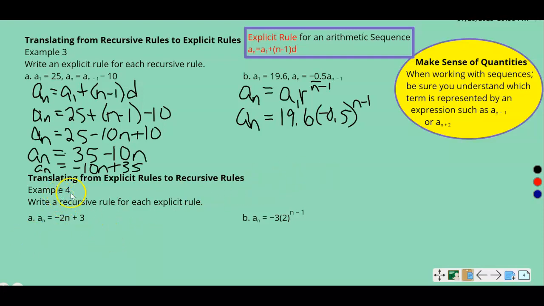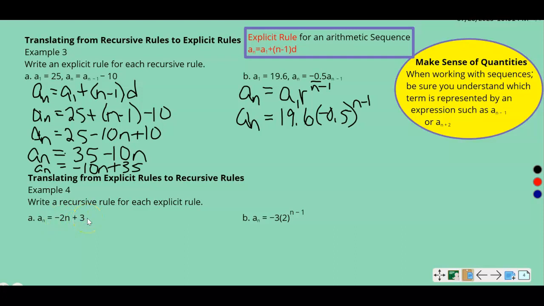All right, now example 4, we're going to do just the opposite. We're going to go from explicit rules to a recursive rule. It says write a recursive rule for each explicit rule. So A part gives us A sub n equals negative 2n plus 3. We can tell that this is arithmetic.